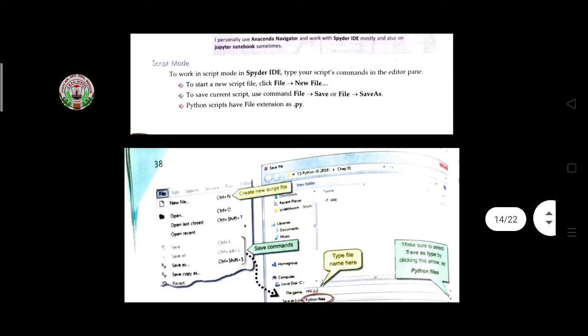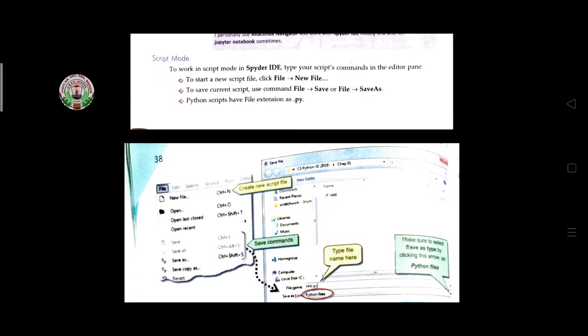Now script mode. What is the script mode? To work in script mode in Spyder IDE, type your script commands in the editor pane. Then how to do this? Go to start a new script file, click on File and then New File. Then to save the current script, use the command Save or Save As, and the extension of this Python program is .py.